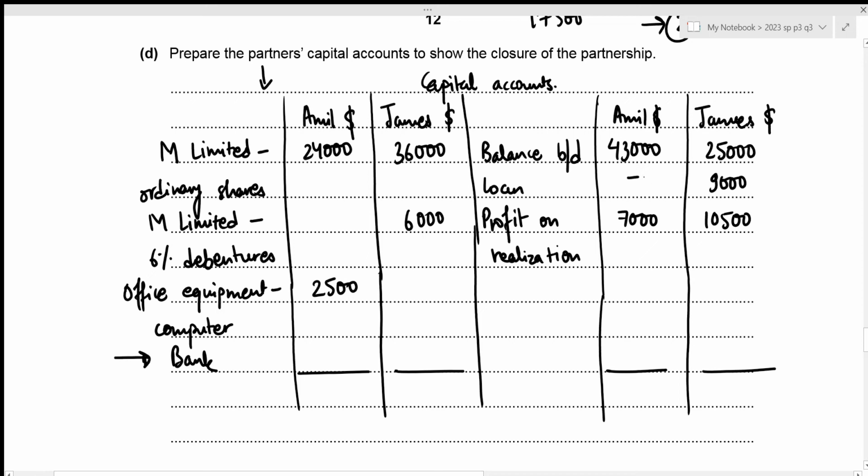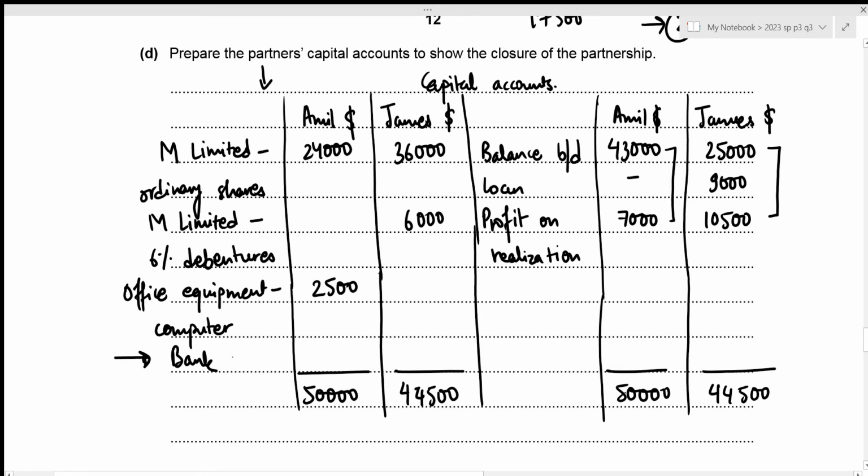For the credit side, the total for Amil will be 43,000 plus 7,000, which results in 50,000. That will be the same for the debit side as well. And for James, that will be 25,000 plus 9,000 plus 10,500, which results in 44,500. Again, that will be the same for the debit side as well.